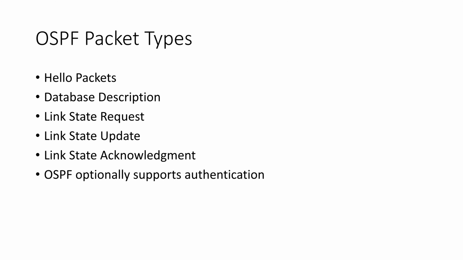Now, OSPF uses several specialized packet types to manage routing information efficiently. Hello packets establish and maintain neighbor relationships. Database description packets exchange summaries of topology databases between routers. Link state requests ask for specific LSA entries from neighbors. Link state updates share new or updated LSAs. Link state acknowledgements confirm receipt of LSAs. Additionally, OSPF optionally supports authentication, which ensures routers only accept routing information from trusted sources, adding a layer of security to the protocol.